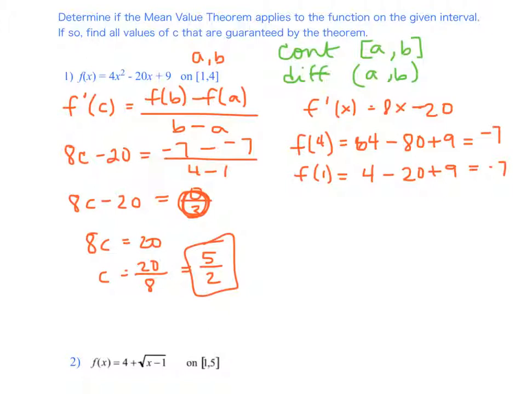And what that's saying is that the slope of the tangent line at c equals 5/2 is equal to the average rate of change between 1 and 4.